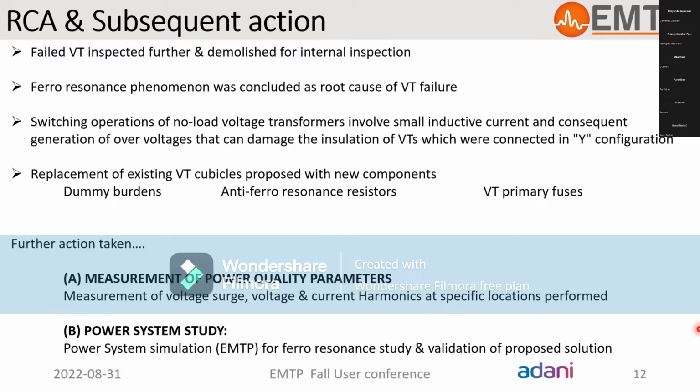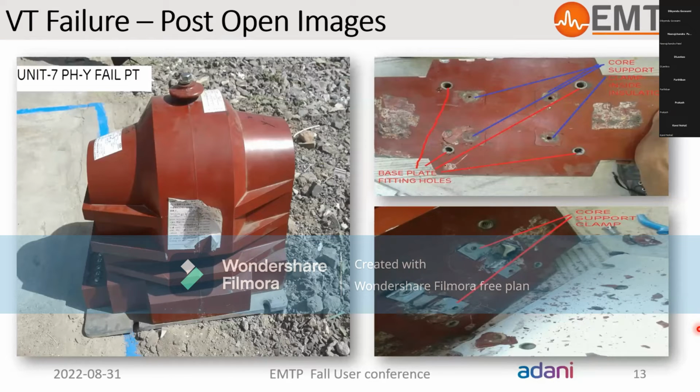For example, measurement of the power quality parameters at specific locations, and the power system simulation in EMTP was carried out for the present study and to evaluate the mitigation technique as well. So the failed VT was inspected further and demolished for internal inspection, because from the outer side, it doesn't look like any damage occurred inside. So it was demolished, and these are certain images of the PT which was inspected further.